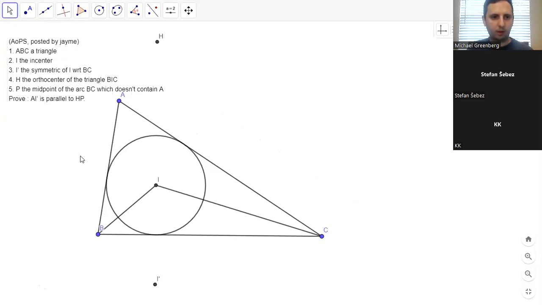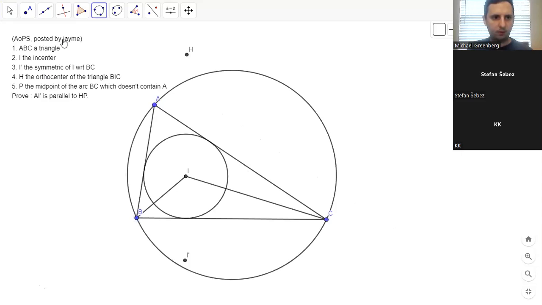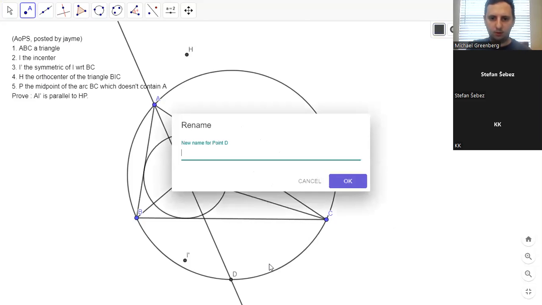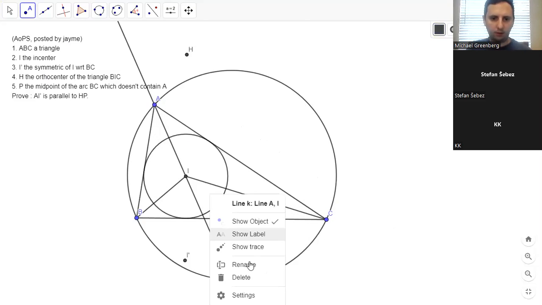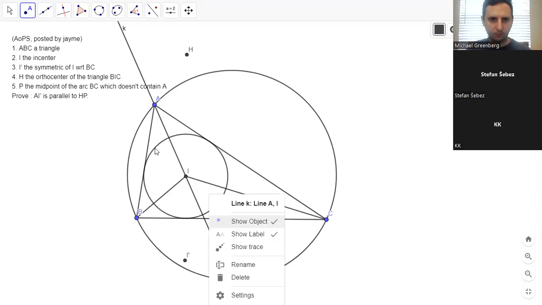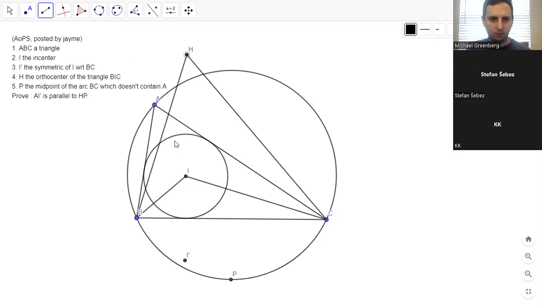We want to show AI prime. Oh, I think this is kind of well known actually. Let's see. Actually, I'm not sure. We want to show, so this is going to be P, and we want to show AI prime is parallel to HP. All right. So it's probably worth drawing this point.